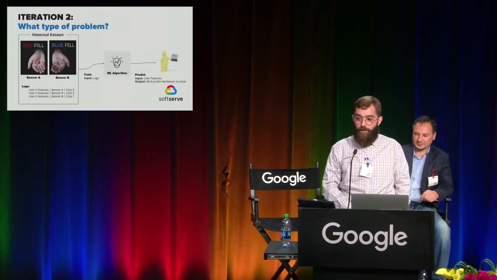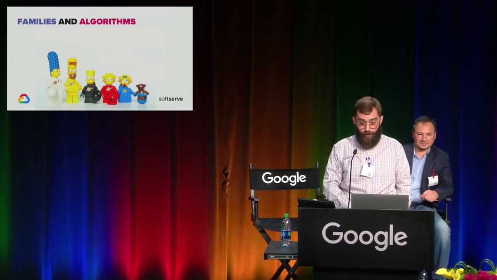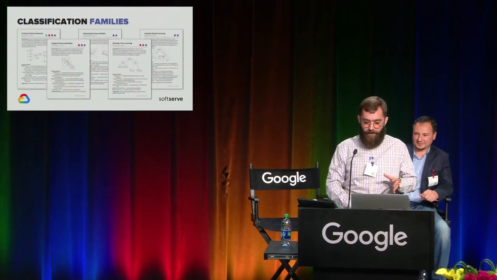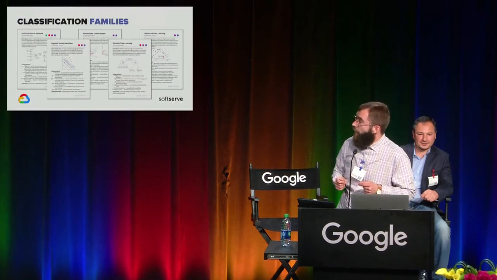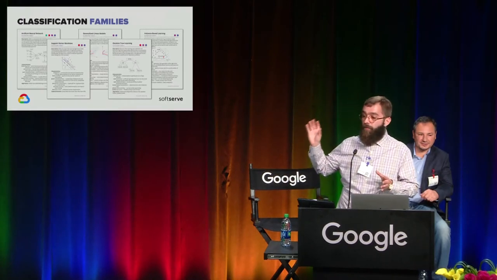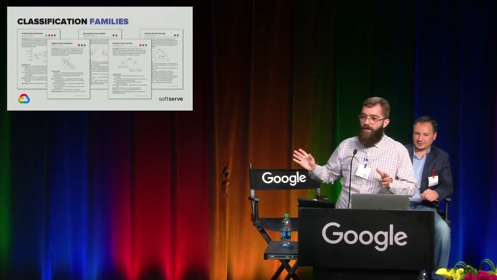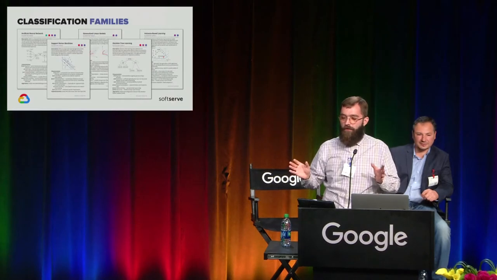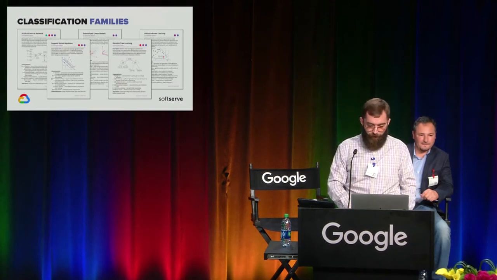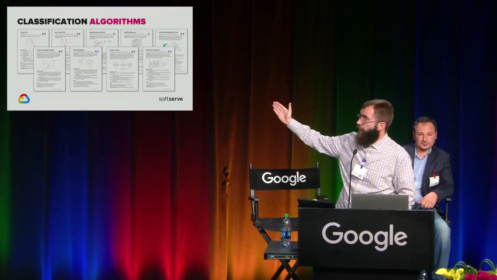Now let's try to use our cards. I'll try to briefly introduce you to them. Since we already narrowed down this scope, we already know that this is a classification type of problem. We need to select only those cards that are related to classification problems. And those cards are characterized by a blue circle in the top right corner. So for families, there should be 5 cards that represent classification families. I would recommend you to find those cards right now. And for algorithms, we have 9 cards, and they have this blue circle in the top right corner.